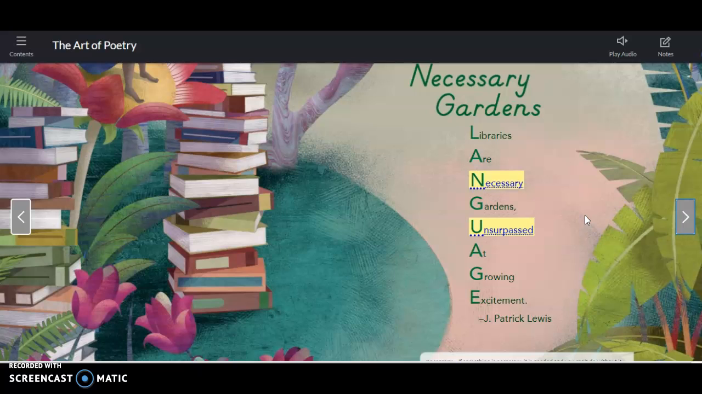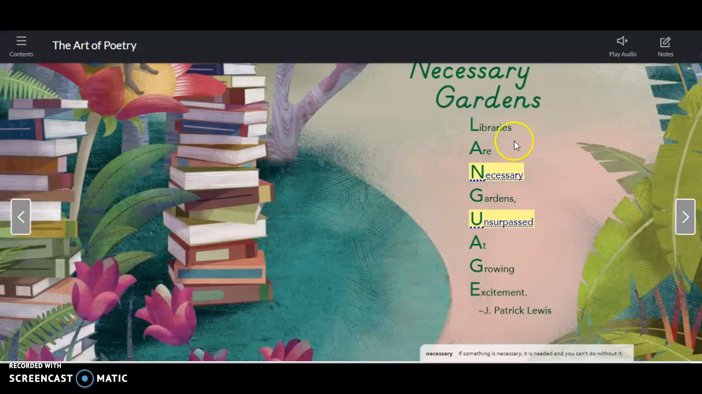And here we have what is called an acrostic poem, where we have a word going down, which is language, and each letter represents a different word. So we have libraries are necessary, gardens unsurpassed at growing excitement. They use the word language because books have words, which is our language, and they're using libraries because libraries have books.